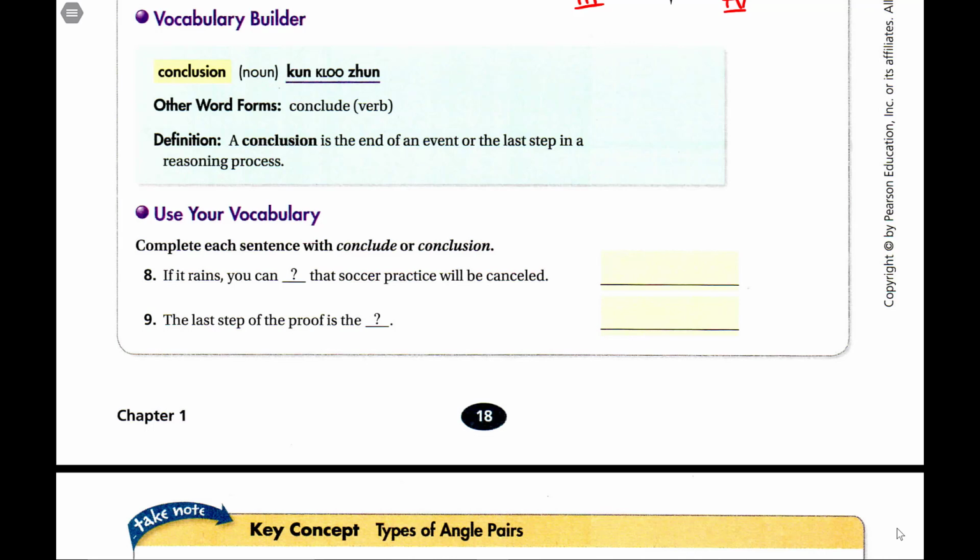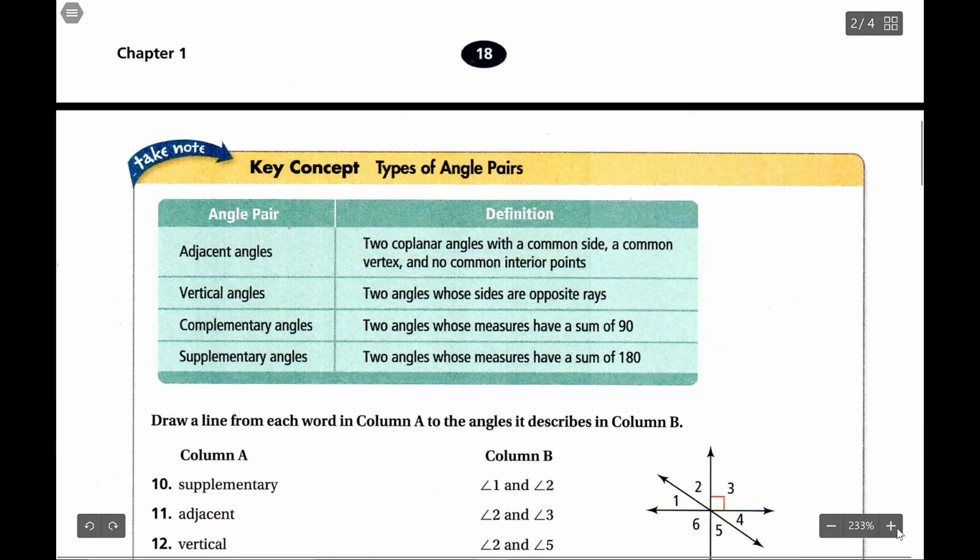Number 8, if it rains, you can conclude that soccer practice will be canceled. So we're using the word conclude, which would be the verb form. And I can't spell. There we go. And then number 9, the last step of the proof is the conclusion, and that's the noun form of conclusion. All right, let's get on to some math here.